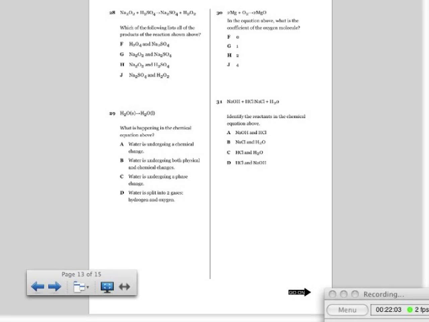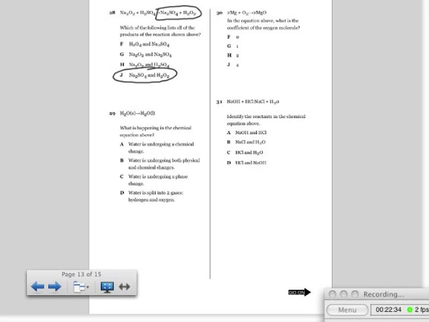Okay, 28. Which of the following lists all the products of the reaction shown above? Where are the products going to be, on the left or right side of the arrow? Over here. So if I find something that lists all those, Na2SO4 and H2O2, then I've got it. Right now, it looks like which answer is my answer? J. Na2SO4 and H2O2. That is correct.